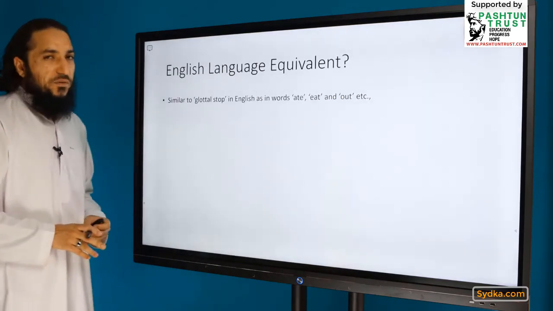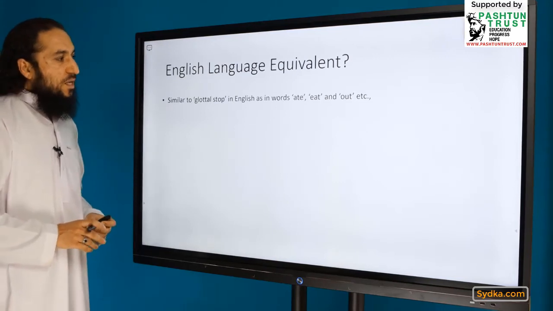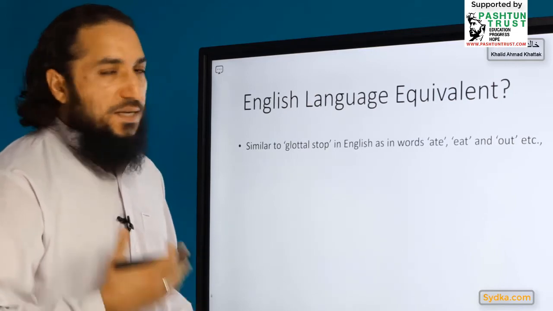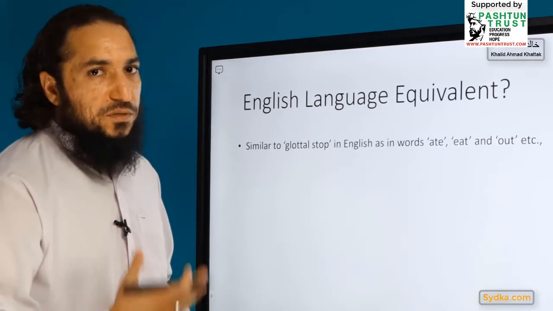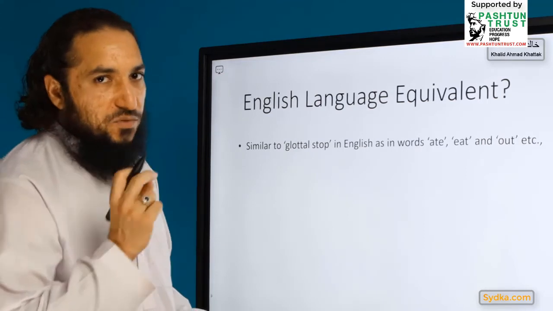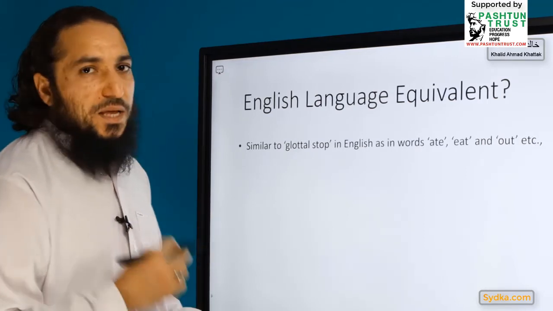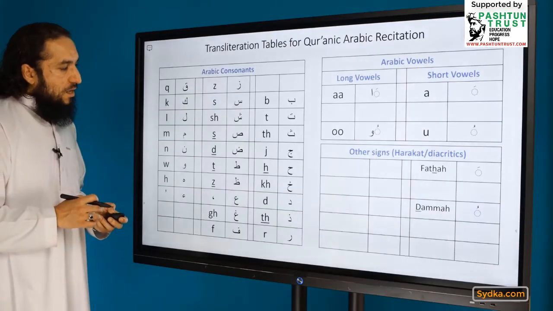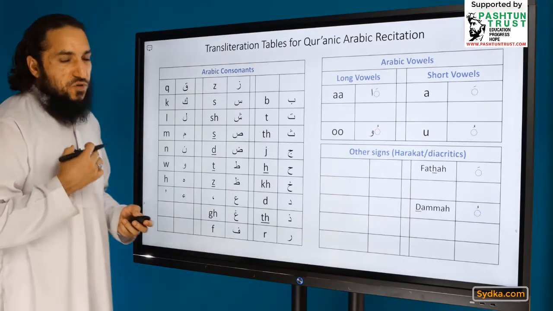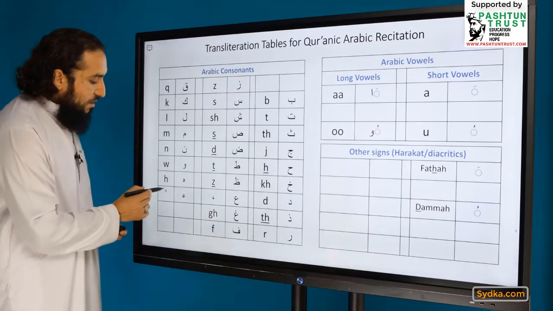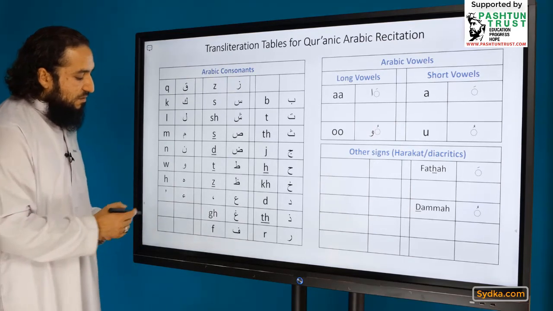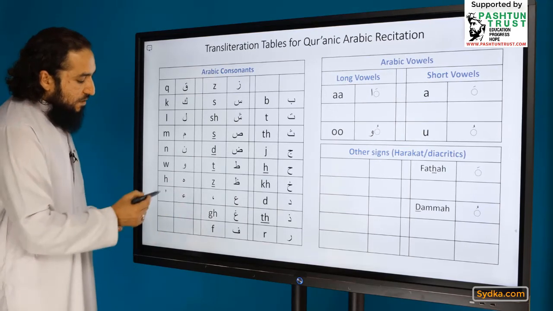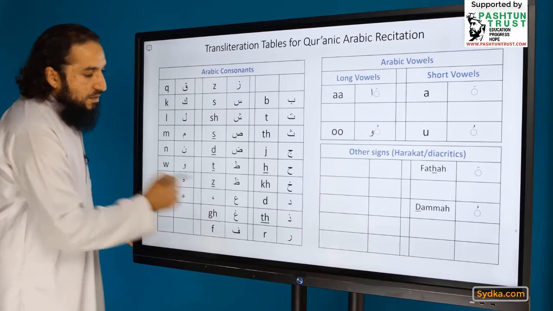So what is the equivalent of Hamzah in English? It is the glottal stop in English, for example in the words eat, ate, out. The first bit of the sound is similar to the glottal stop in Arabic. For transliteration purposes, we will be using the apostrophe sign. I'll call it the Hamzah sign, as compared to the Ain sign. So that's the Hamzah sign, and that's the Ain sign.